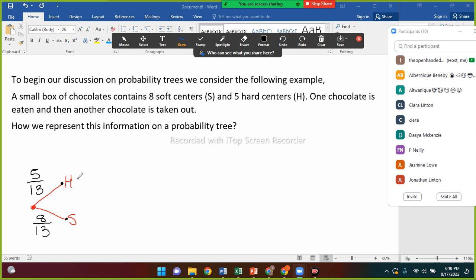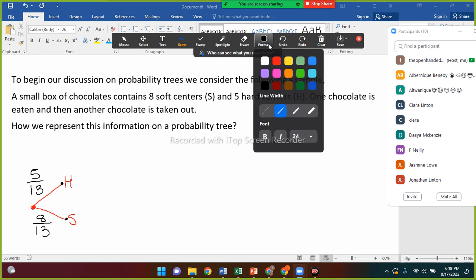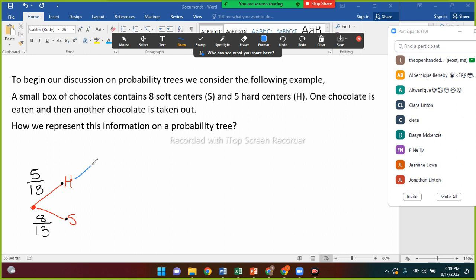After that we can get a chocolate that has either a hard center, which we're going to denote as H, or a soft center, which we're going to denote as S. Similarly, after we get a soft-centered chocolate, we can get one that has a hard center, denoted H, and one that has a soft center, denoted S. So what is happening here is that we are basically listing out all of the things that could possibly happen.